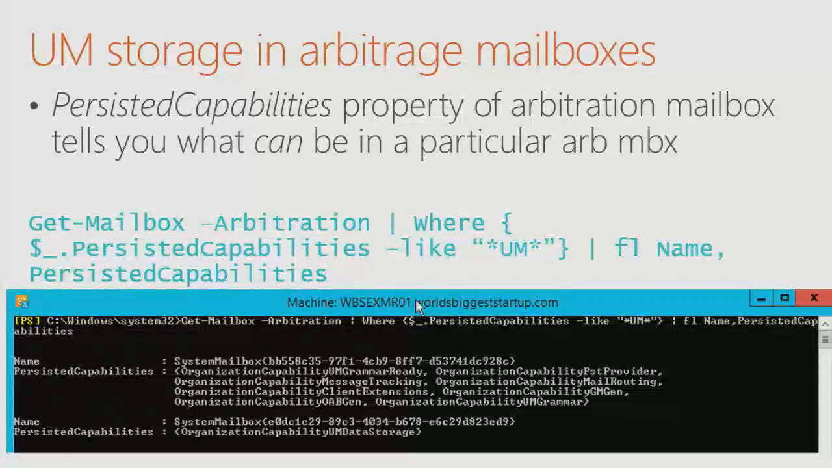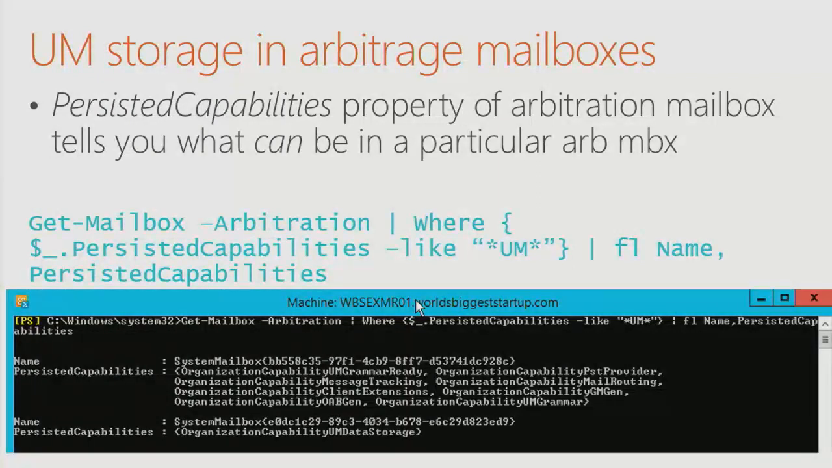It turns out that the arbitration mailbox has a property called persisted capabilities. And this name's a little confusing because it seems like it should be more like persistence capabilities, or what's in this arbitration mailbox. Because what you see when you run get mailbox with the arbitration flag, and you look at persisted capabilities, you'll see here we've got organization capability grammar ready, and organization capability data storage.